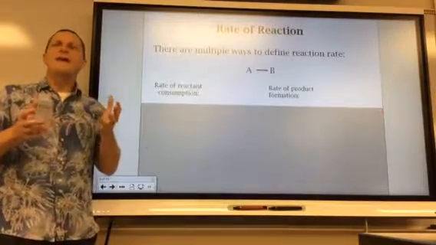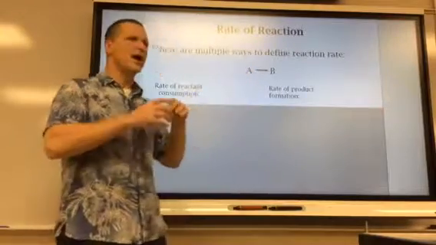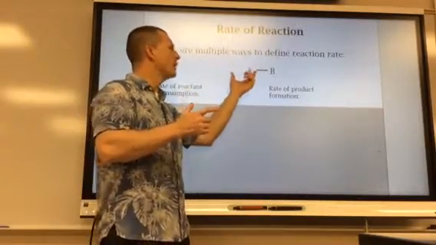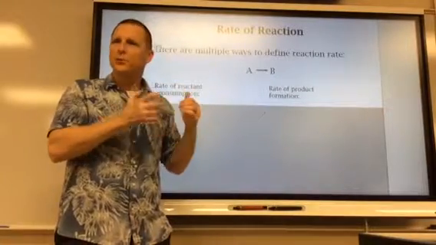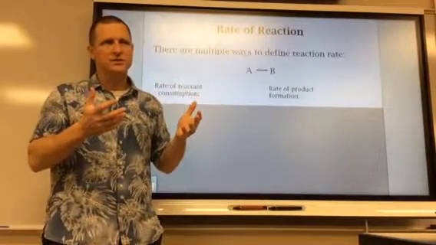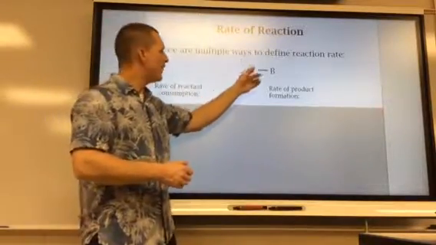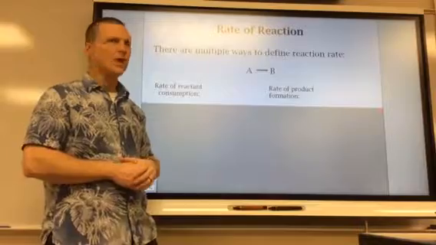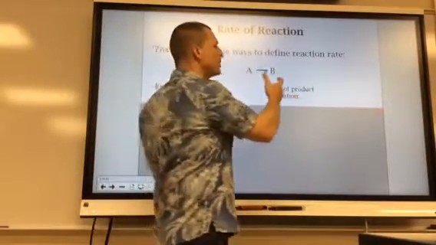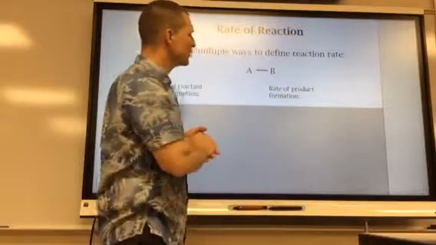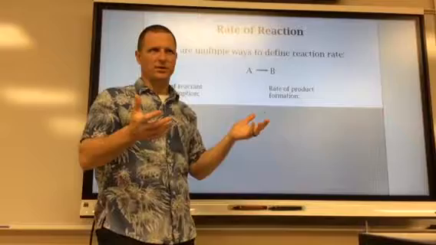We can describe how fast a reaction is going if we know how fast the reactants are being used up. That would define how fast the reaction is going. Or if we could measure how fast the B, the products, is being made, that would also tell us how fast the reaction is going.